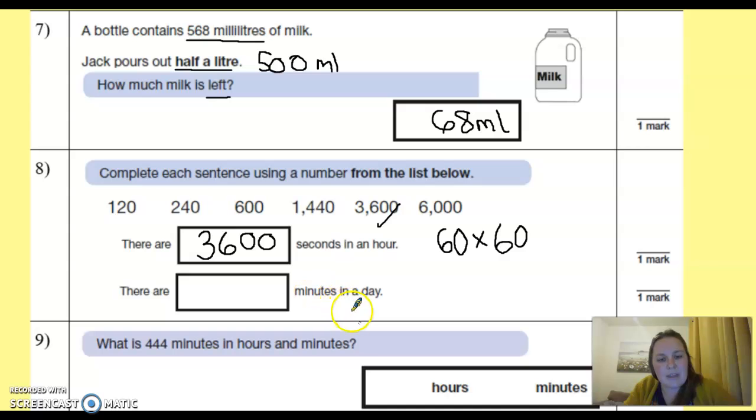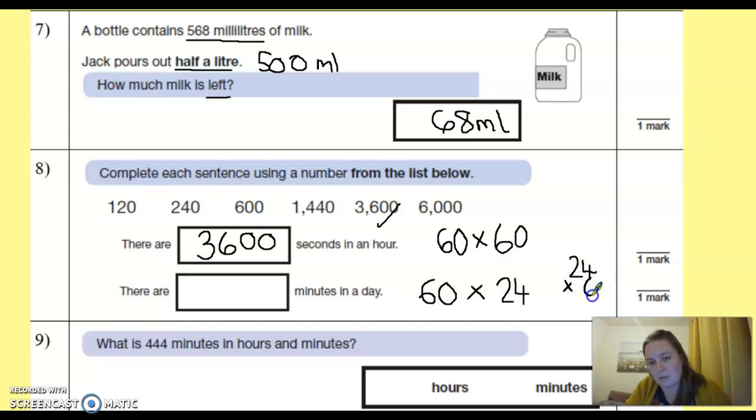Then there are something minutes in a day. So how many minutes in an hour? 60. How many hours in a day? 24. Okay, now I'm going to do 24 times 6 and then I'll multiply it by 10 again at the end because it'll be a little bit easier than doing a 2-digit multiplication.